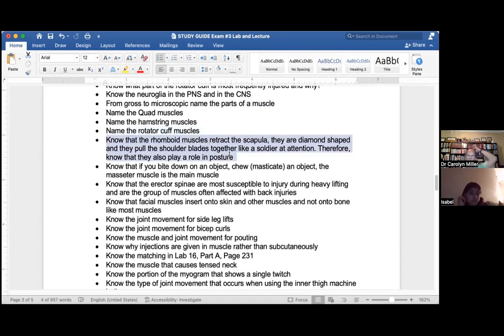Know that the rhomboid muscles retract the scapula. They are diamond shaped and they pull the shoulder blades together like a soldier at attention. So therefore, they also play a role in posture. Remember, I already mentioned they retract the scapula like a soldier at attention. But if we're sitting up straight, we're practically that way anyway. So with good posture, they are also involved in posture. And that's what that is saying. The rhomboids play a role in posture.